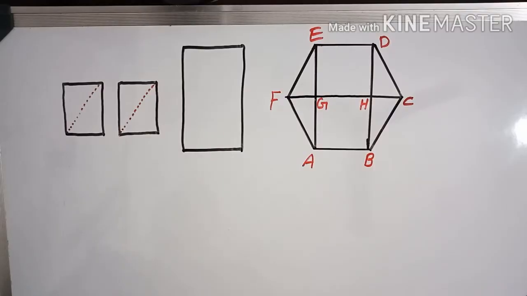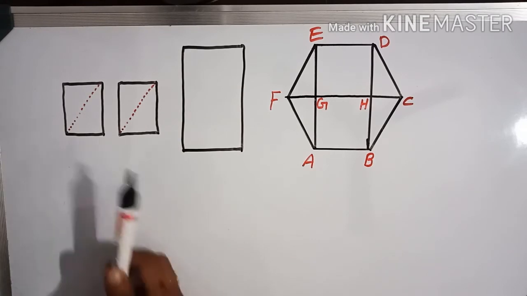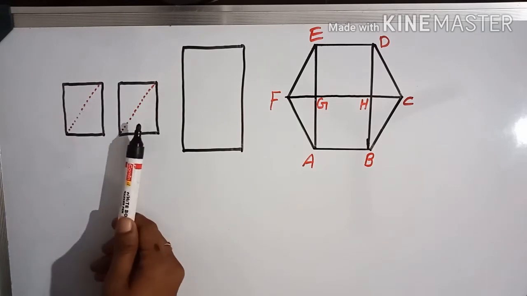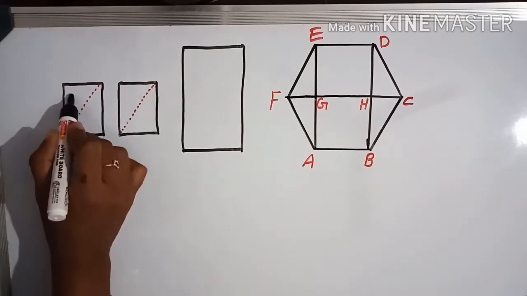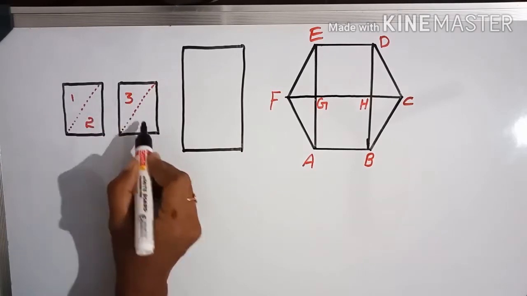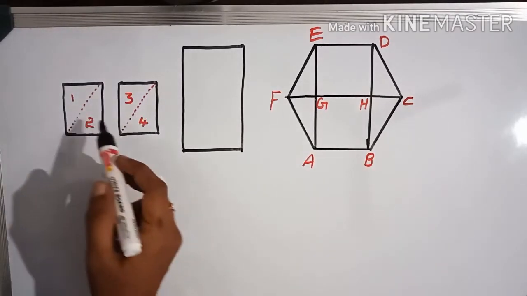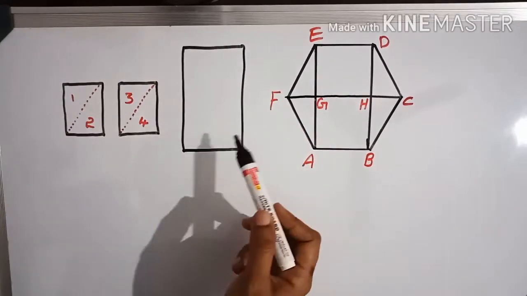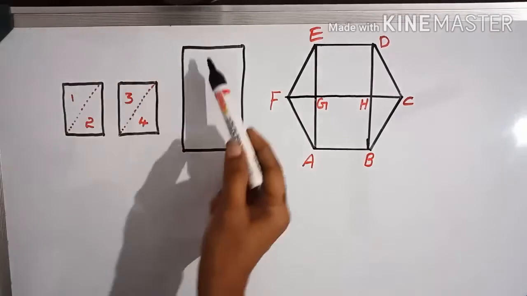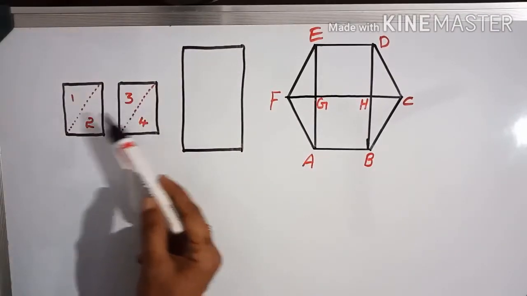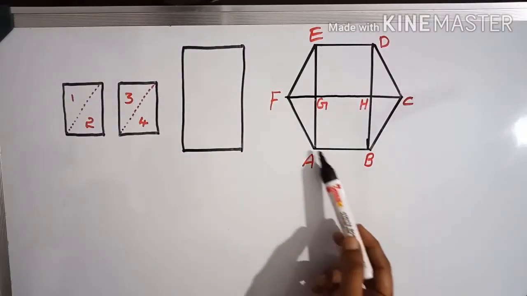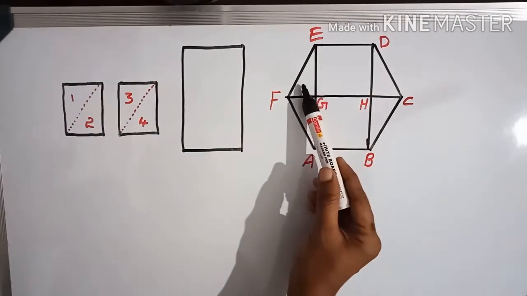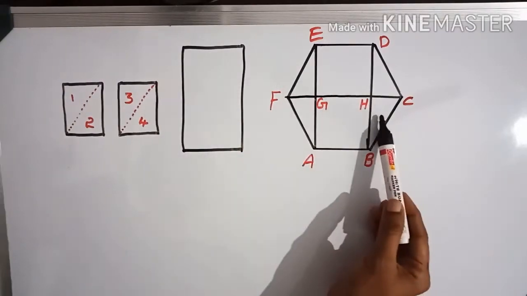Here in this figure, two rectangles of equal size are cut into four equal pieces. Here, first piece, second, third, fourth. And we also use a large rectangle, which is not cut. Just by using this large rectangle and these four pieces, we are creating a regular hexagon. That means this one piece we are placing here, the second one like this.